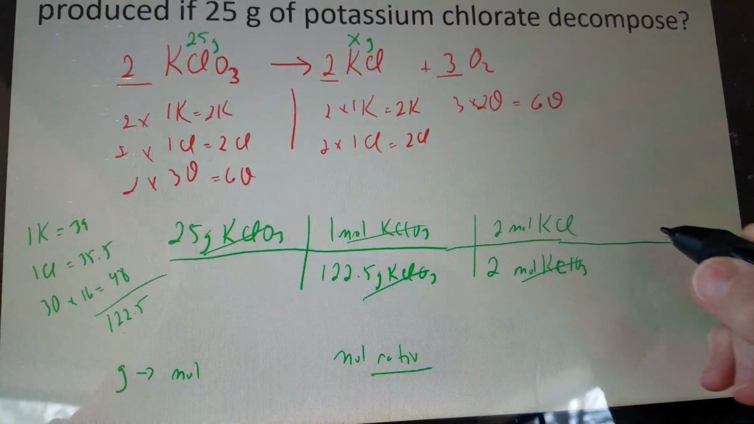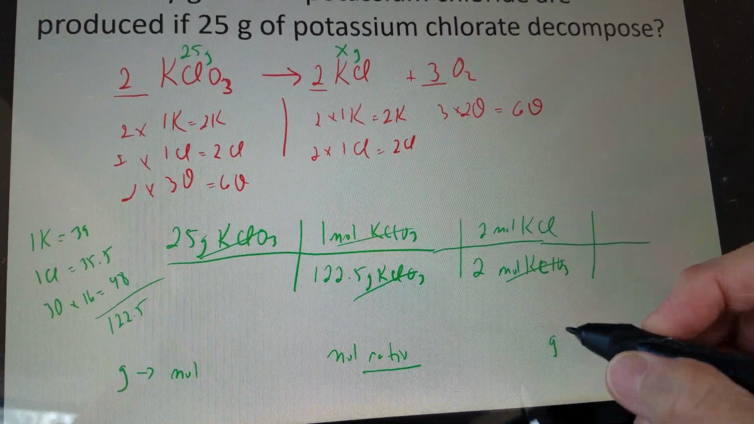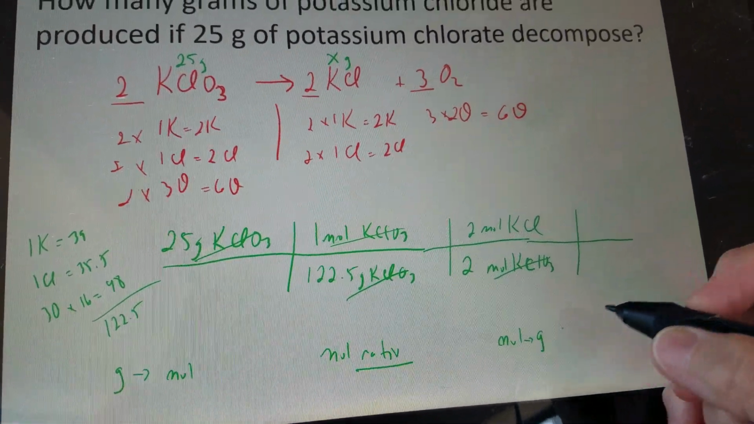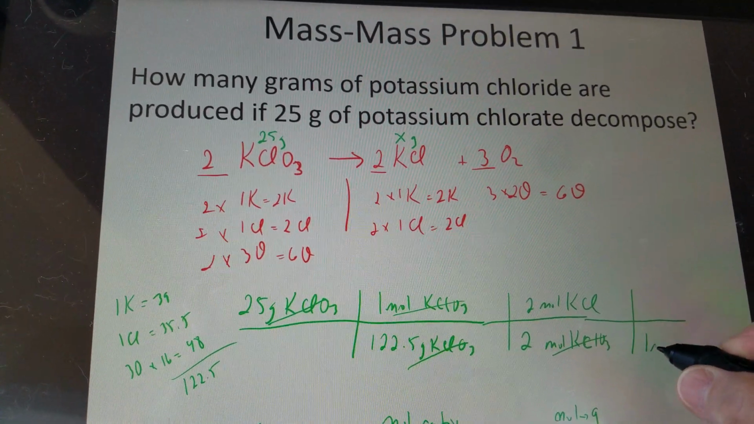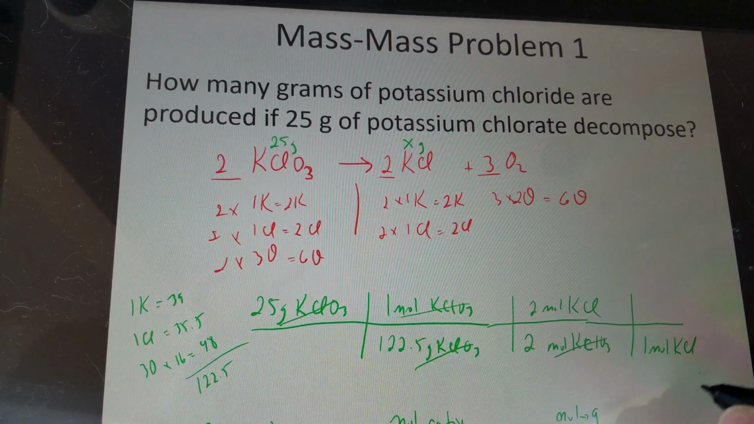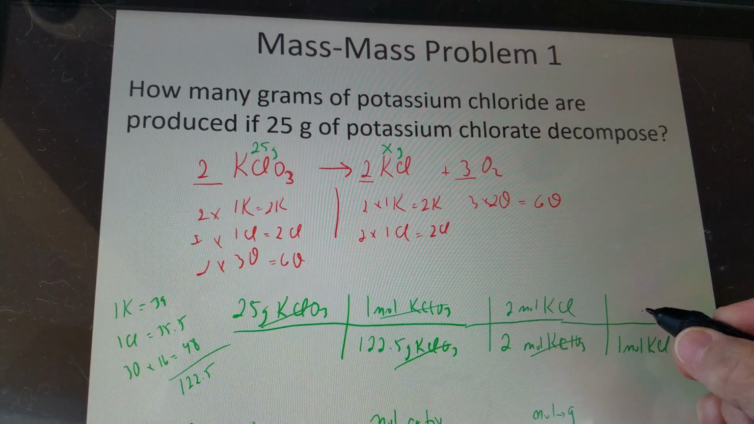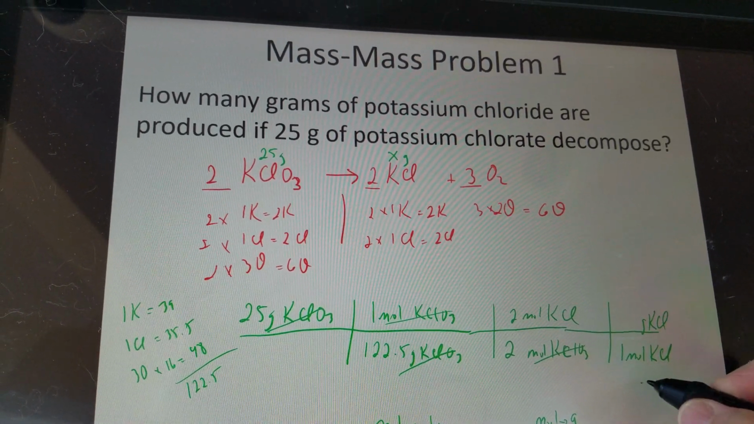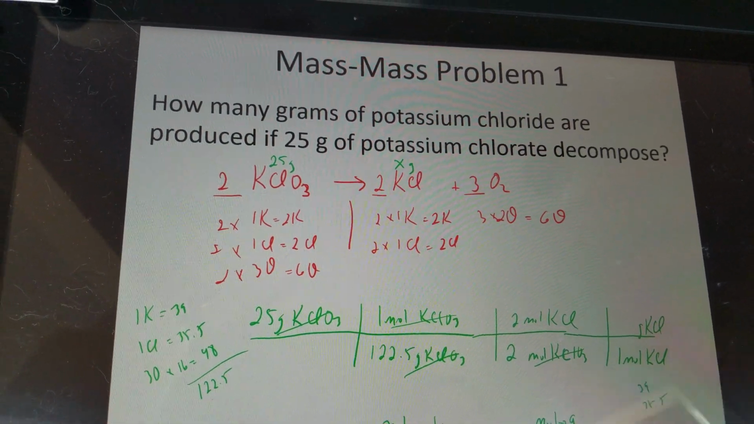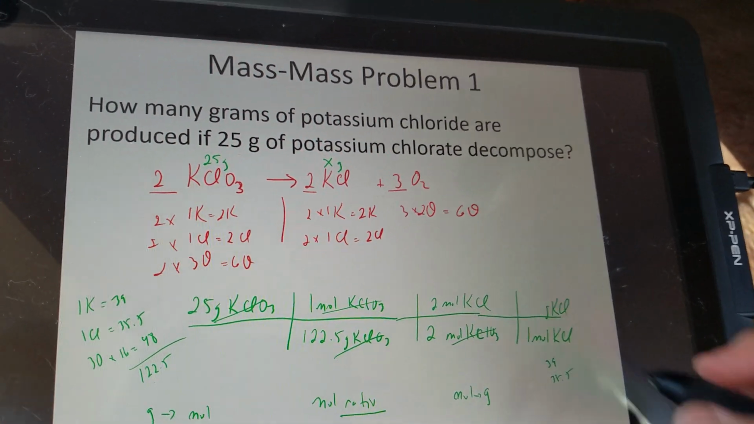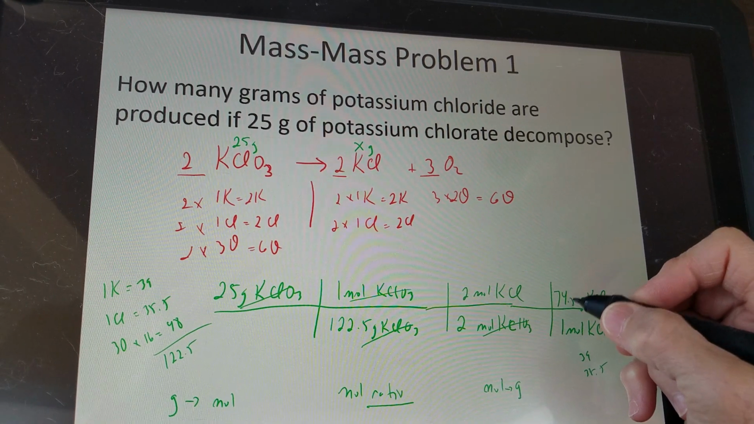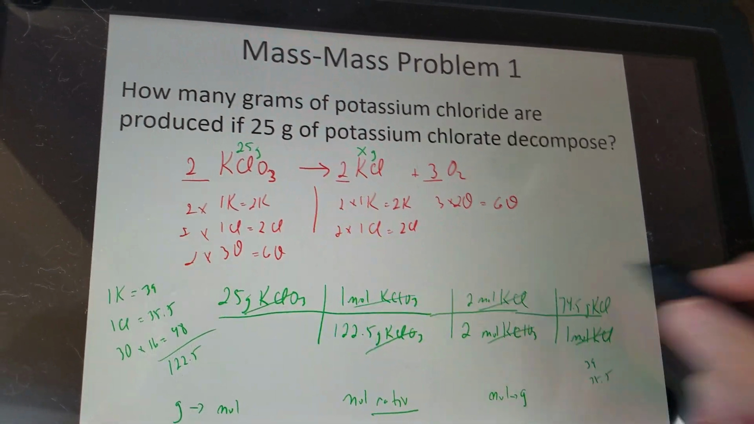And then finally, we want to go from moles to grams. So we have moles of potassium chloride. Here we want 1 mole of potassium chloride. Again, its gram formula mass would go up here. So that would be 39 and 35.5, which would be 74.5. Moles would cancel.